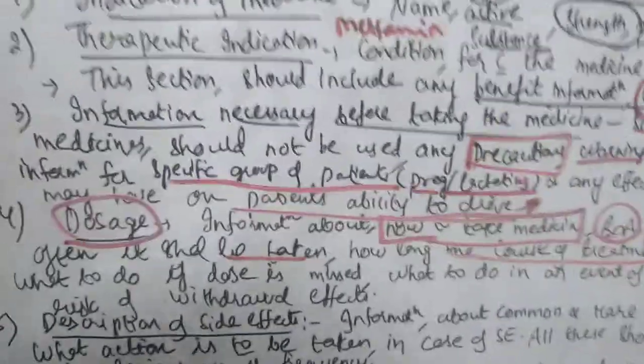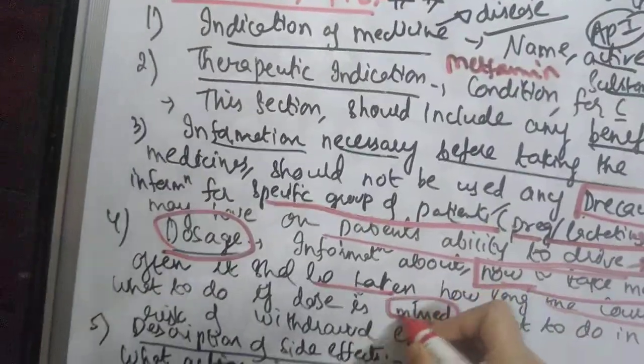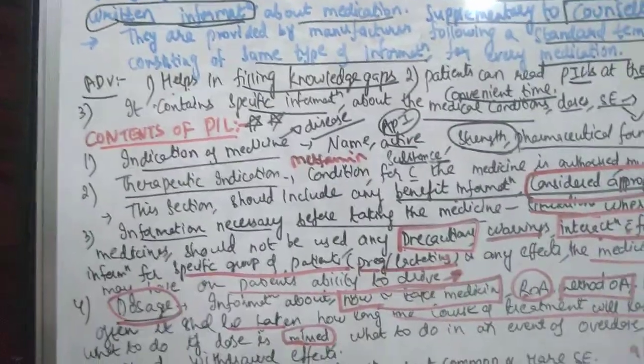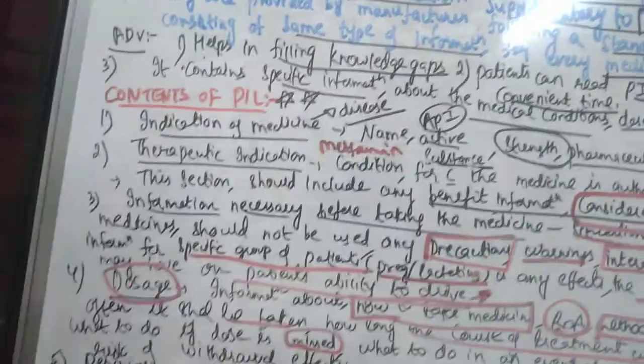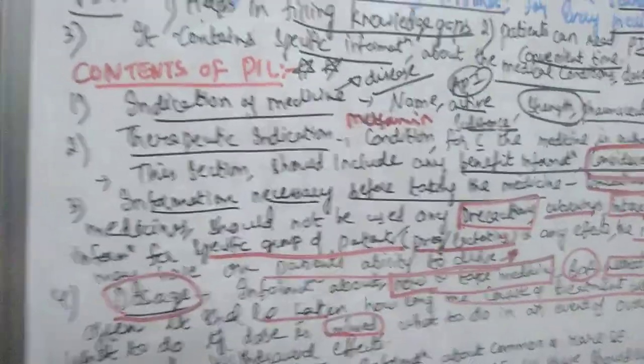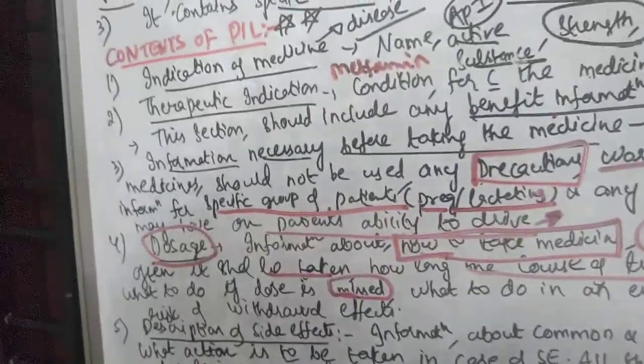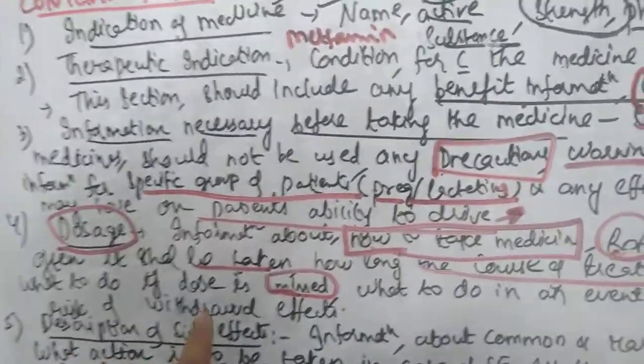So this I have told you: if a dose is missed and you realize it at that time only, then you can take it. But if you realize at the time of the next dose, then you should avoid the missed dose and take the next dose. And the missed dose should not be repeated again. So the same should be followed here. What to do if a dose is missed.